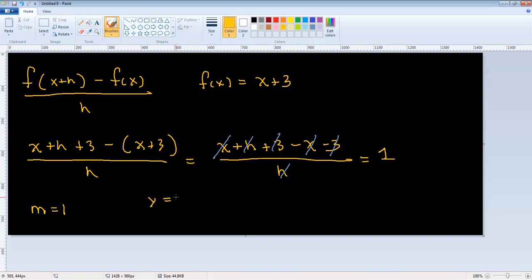So when we have a linear equation, y equals mx plus b, you have to think that we are connecting these two guys together right here. So m is equal to 1 here.